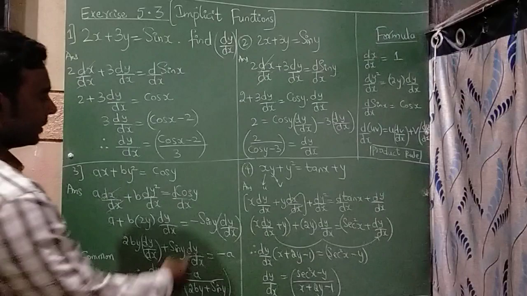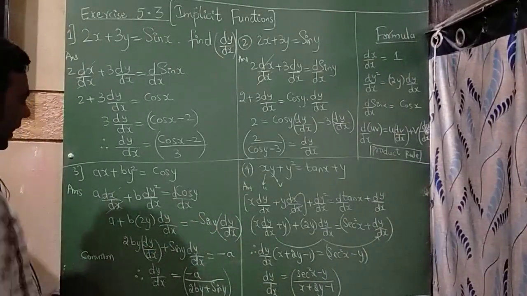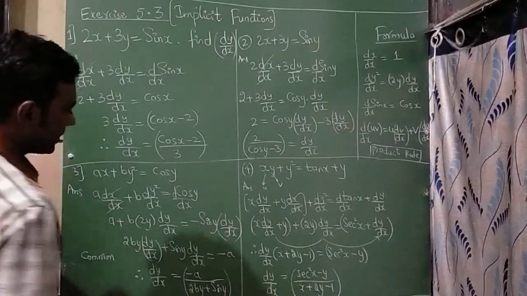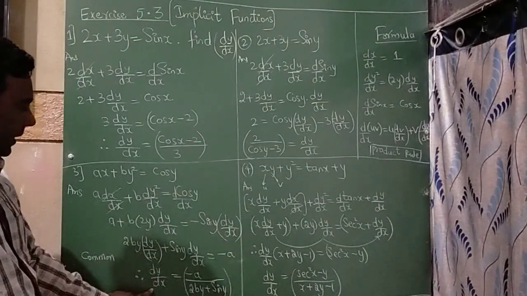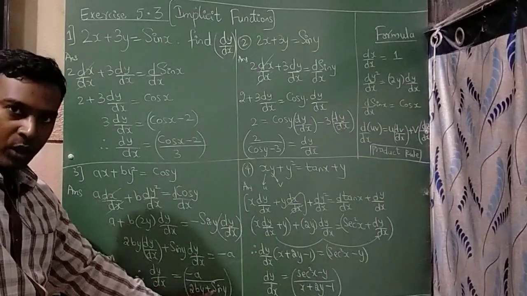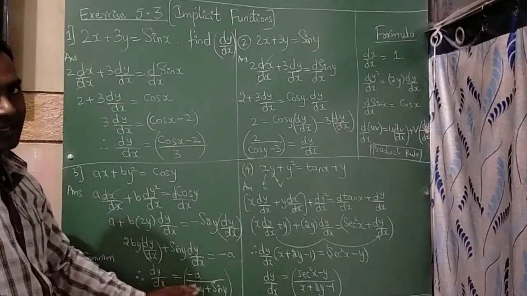Fine. Now this minus will come to the left hand side, it will become plus, and this a will go to the right hand side, so it will become minus. So in this, the common factor is dy by dx. So what is remaining? 2by plus sin y will go in the denominator part, and this minus a will be there in the numerator part as it is.